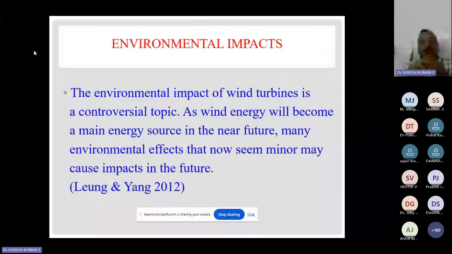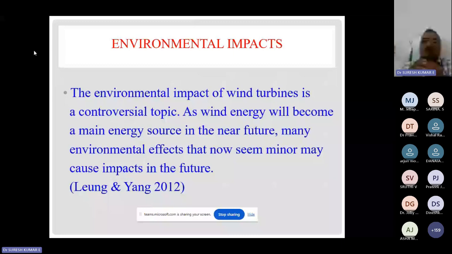Now the environmental impact of wind turbines is a controversial topic, as wind energy will become the main source of energy in the near future. You know that the fossil fuels will be no more. Within another 50 to 75 years, there won't be fossil fuels. So the technology should change for wind energy. We are moving to wind energy as well as solar photovoltaics. So wind energy will become the main energy source in the near future.